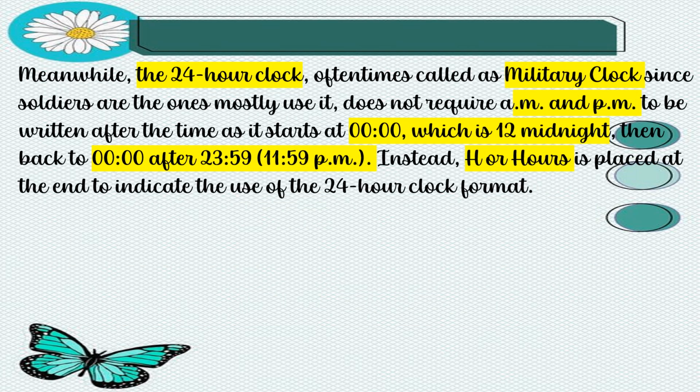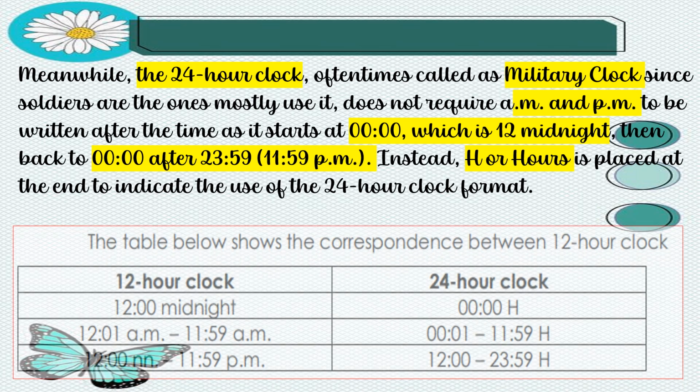Meanwhile, the 24-hour clock, oftentimes called the military clock, since soldiers mostly used it, does not require AM and PM to be written after the time, as it starts at 0000 hours, which is 12 midnight. Then it goes back to 0000 after 2359 hours, or 11:59 p.m. Instead, H or hours is placed at the end to indicate the use of the 24-hour clock format.